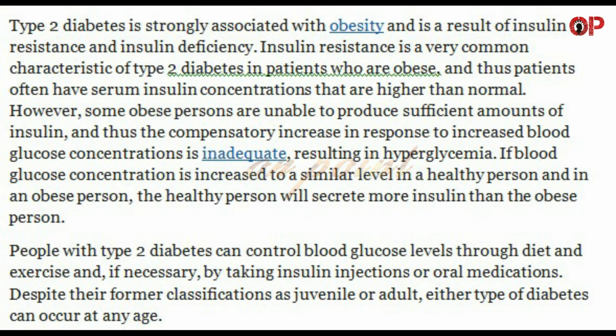People with type 2 diabetes can control blood glucose levels through diet and exercise and, if necessary, by taking insulin injections or oral medications. Despite their former classifications as juvenile or adult, either type of diabetes can occur at any age.